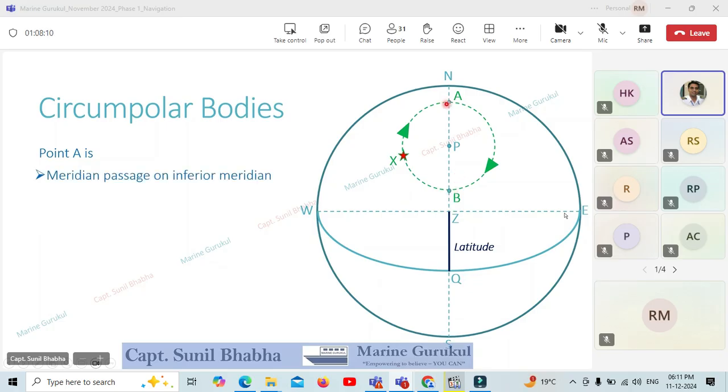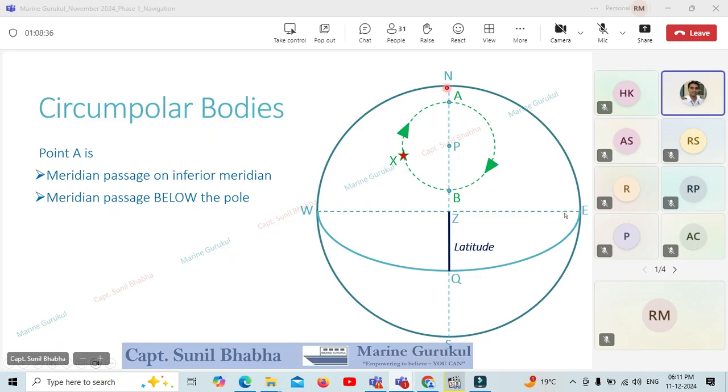Now point A is known as meridian passage on the inferior meridian. You can call it the meridian passage of the body on the inferior meridian, or you can also call it meridian passage below the pole. Now why do we call it meridian passage below the pole? That also can be seen easily from this diagram.